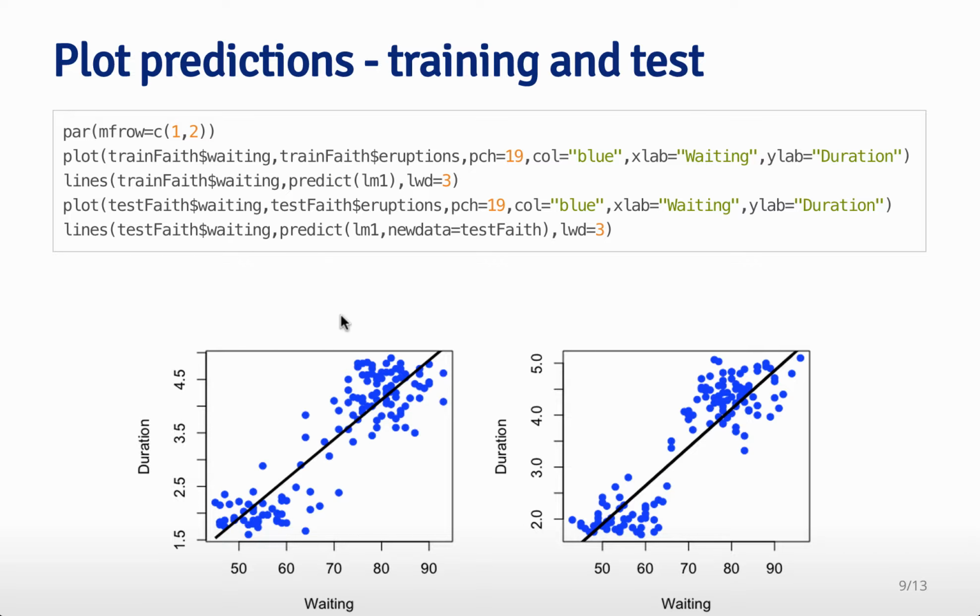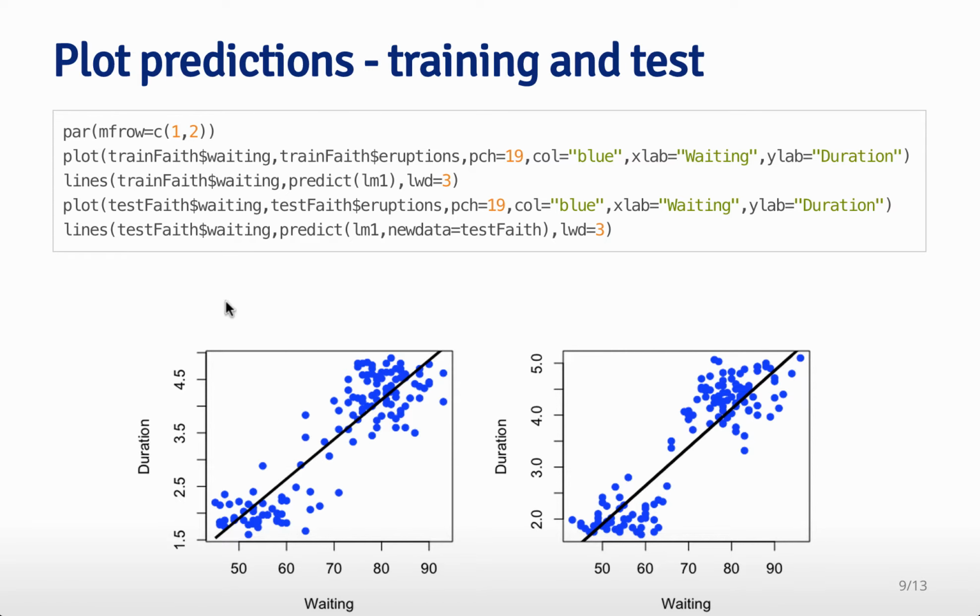Another thing to look at is, remember we built this model on the training set, just like we always do, and we want to see how it does on the test set. So here I separated the data into two separate sets, the training and test sets, and I made two plots. On the left, there's a plot of the training data, and on the right, there's a plot of the test data. For the training data, I plot the waiting time versus the duration, and then I put the model fit in, and it's a reasonably good model fit. That's to be expected because it is the exact data that we used to build the model.